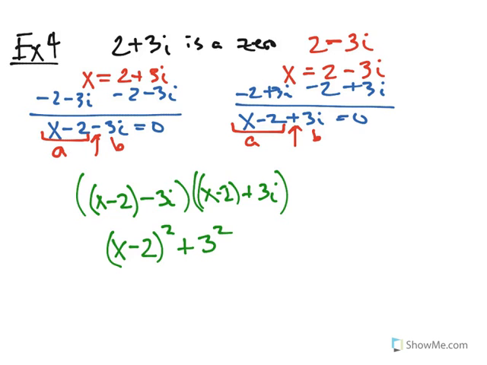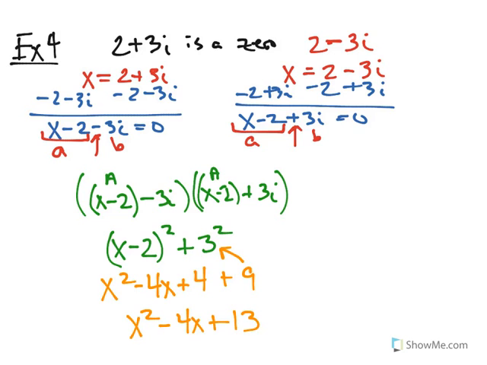So the trick is to know that the x minus 2 is the same. So if I treat this as the A term, then it multiplies out very nicely. And when I multiply it out, I get x squared minus 4x plus 4, and then the plus 9 comes from the 3 squared, which gives me x squared minus 4x plus 13. So we're going to do long division with the x squared minus 4x plus 13.